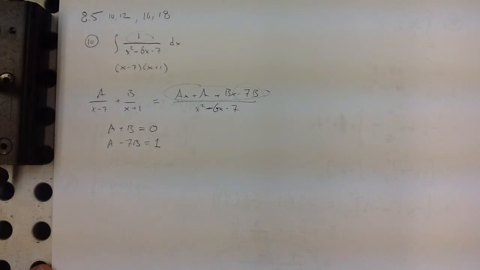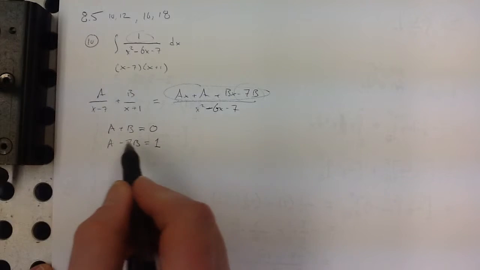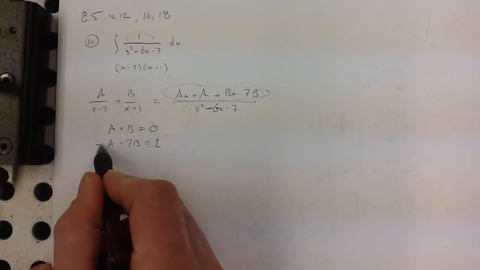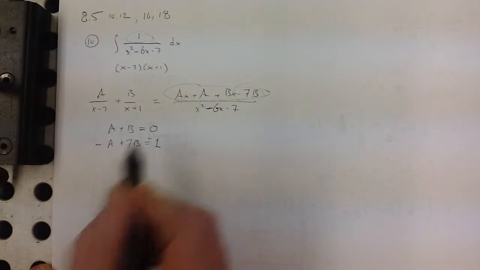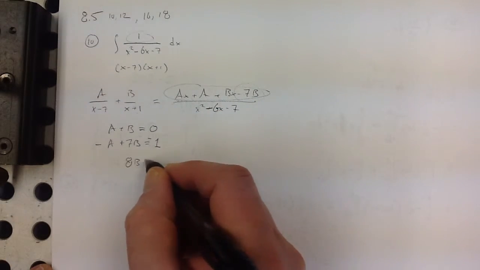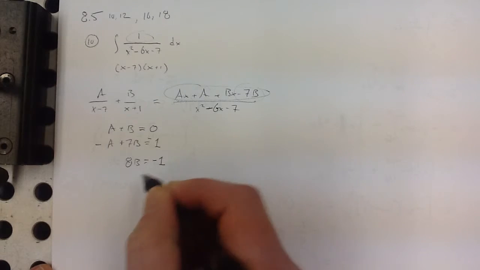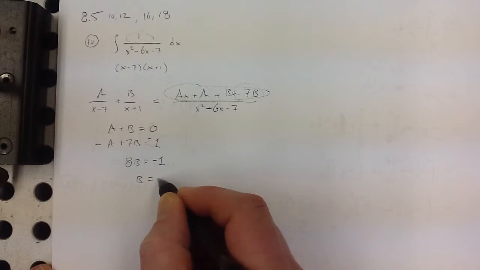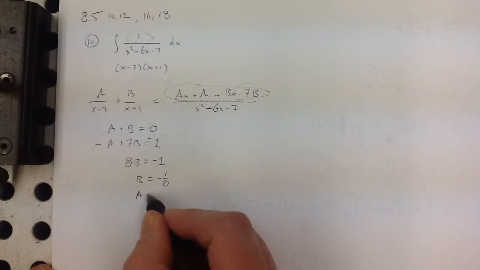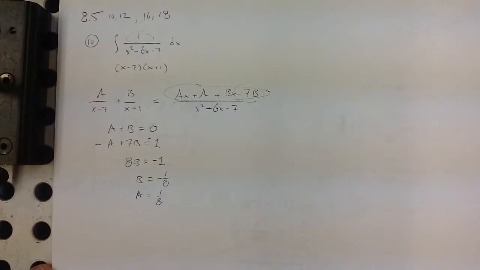So if I solve that system, I'm going to go ahead and just flip the signs in the second equation, like so. Multiply through by negative 1, because then if I add them together, I get 8b is equal to negative 1. So b is equal to negative 1/8. And if a plus b is 0, then a must equal positive 1/8.